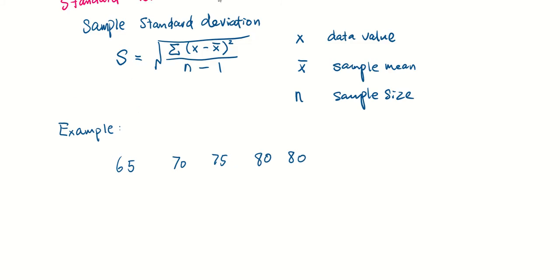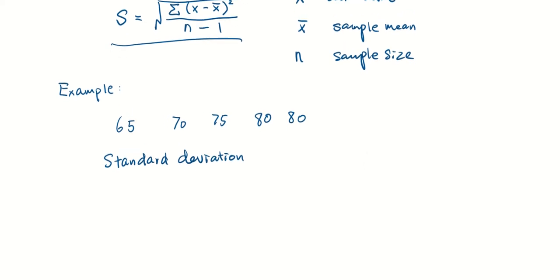Now let's look at one example. Say for a math class, I picked 5 final scores. There's 65, 70, 75, 80, 80. So I have a sample of 5 values. Now I want to find the standard deviation of the sample. That means I have to use this formula.